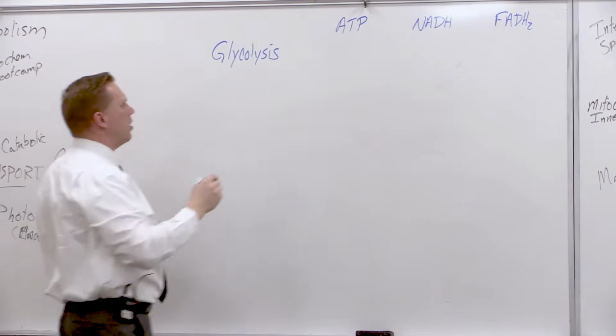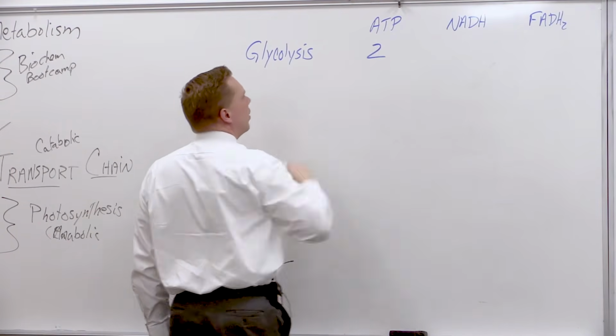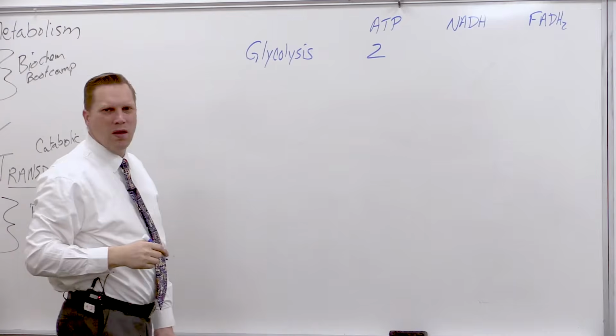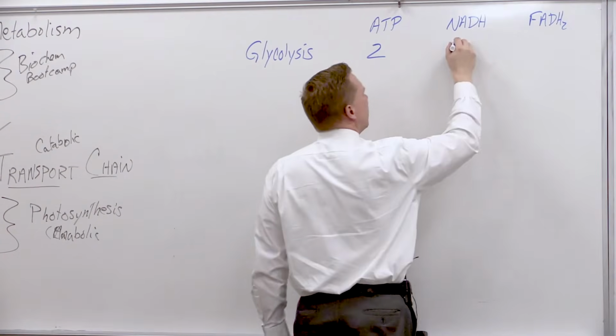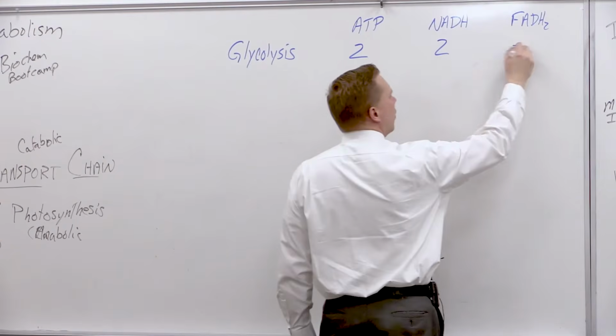So in glycolysis, you remember we had a net production of 2 ATPs. And then we also got 2 NADHs out of it. And then we got 0 FADH2s.